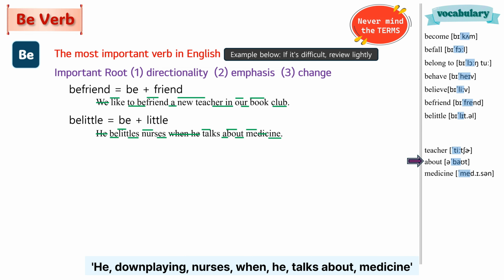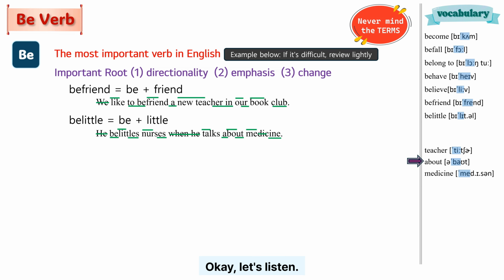He, downplaying nurses, when he talks about medicine. The meaning comes through clearly, right? Okay. Let's listen. He belittles nurses when he talks about medicine.